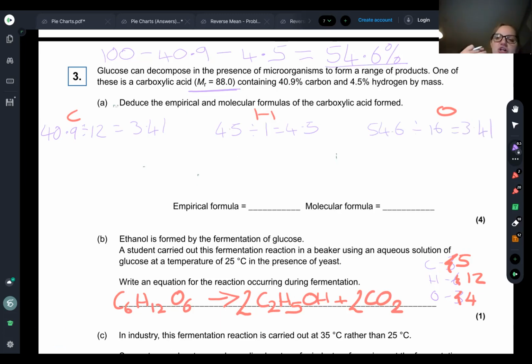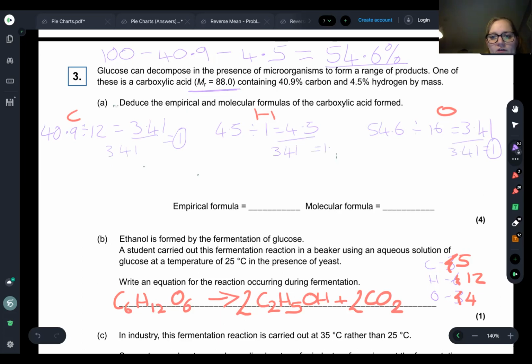Now we just need to work out the ratios. When we're doing this for ratios, we divide everything by the smallest. So we've got 2 that are 3.41, so we're just going to divide everything by 3.41. So we do 3.41 divided by 3.41, which obviously equals 1. And I'll do the same here, so that 1 equals 1. And that leaves us with 4.5 needing to be divided by 3.41, which gives us 1.32. So this basically is giving us our ratios to get our empirical formula.